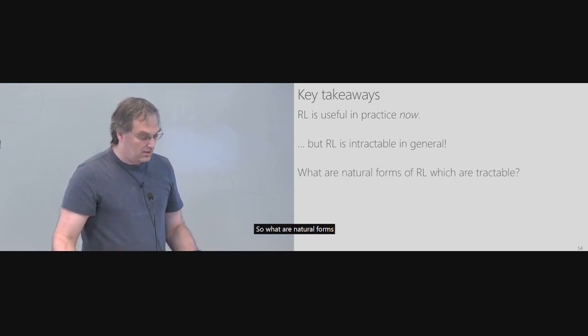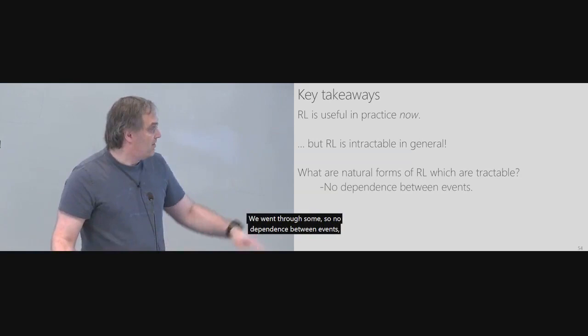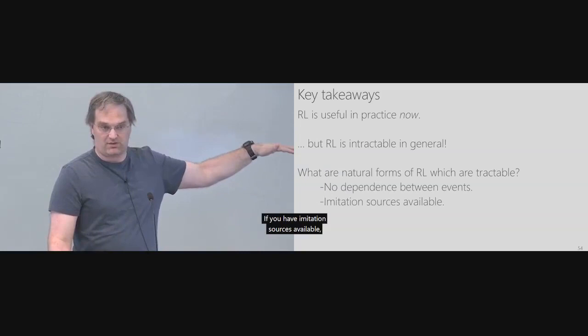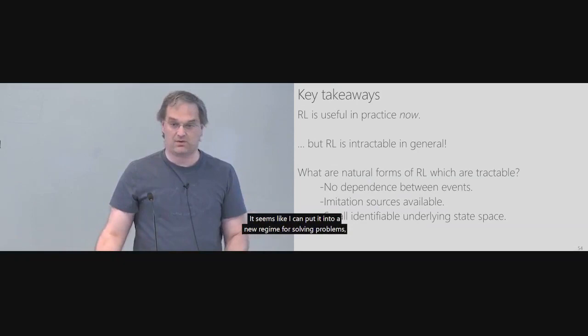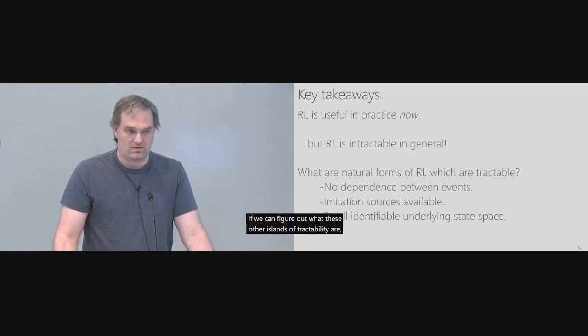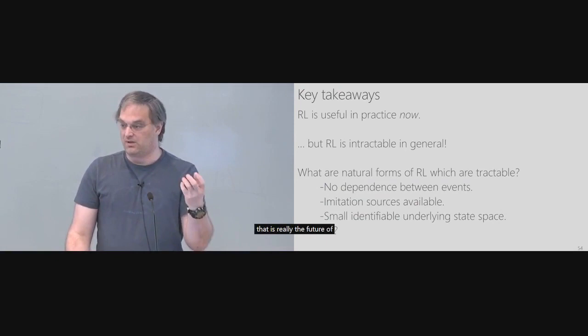So what are the natural forms of reinforcement learning which are tractable? We went through some: no dependence between events, that's contextual bandits, that's good. If you have imitation sources available, we have several ways to use these, and that's very helpful. If you have small identifiable underlying state spaces, that's great. It seems like that can put us into a new regime for solving problems, and maybe there are others. If we can figure out what these other islands of tractability are, that is, I think, really the future of reinforcement learning in real-world applications.